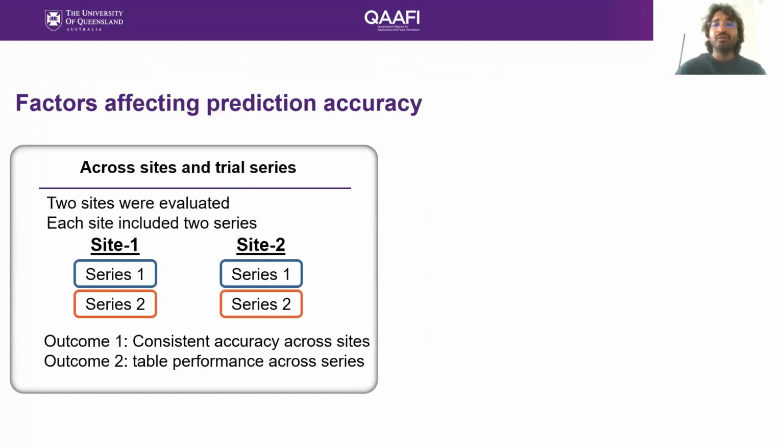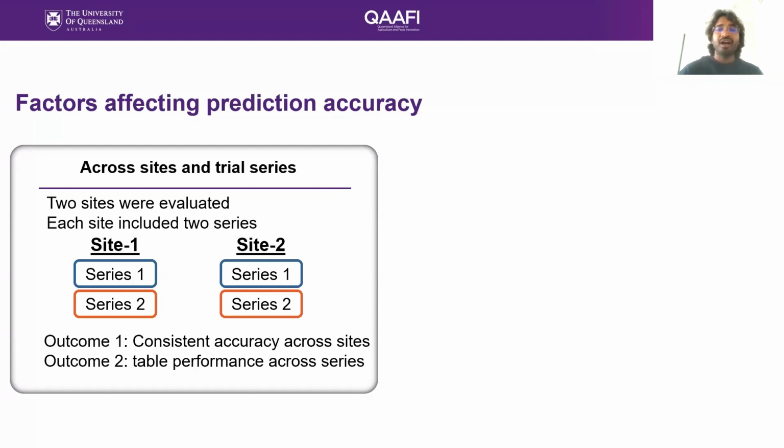After selecting the model, we looked at factors that may affect prediction accuracy. First, we tested whether the model performed consistently across sites and series, meaning there are different germplasms in my data sets. The results showed no major differences, suggesting prediction accuracy was stable across sites and trial series.